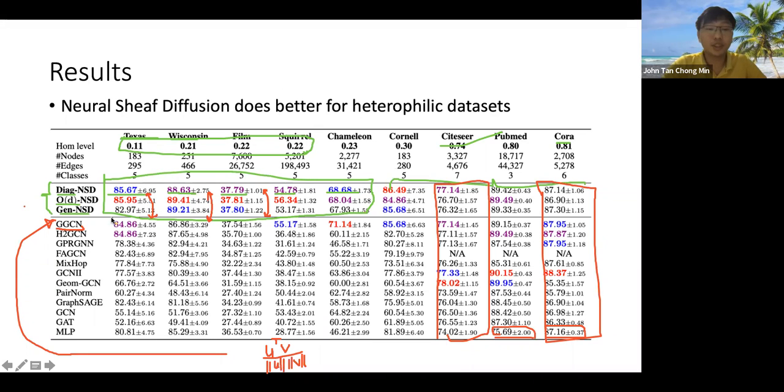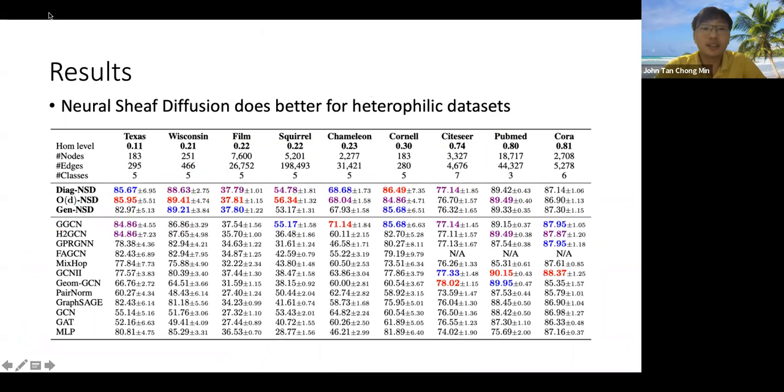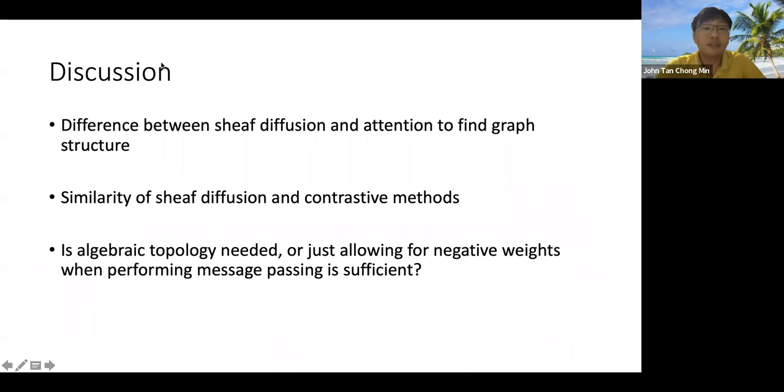So my question at the end, as a discussion question, is how important is learning this Sheaf Laplacian? Is it just more work, a superficial inclusion of algebraic topology, or should we just focus on trying to generate these negative weights? Yeah, that's an interesting thing for discussion. And yep, that's more or less it for today's topic on neural Sheaf diffusion.